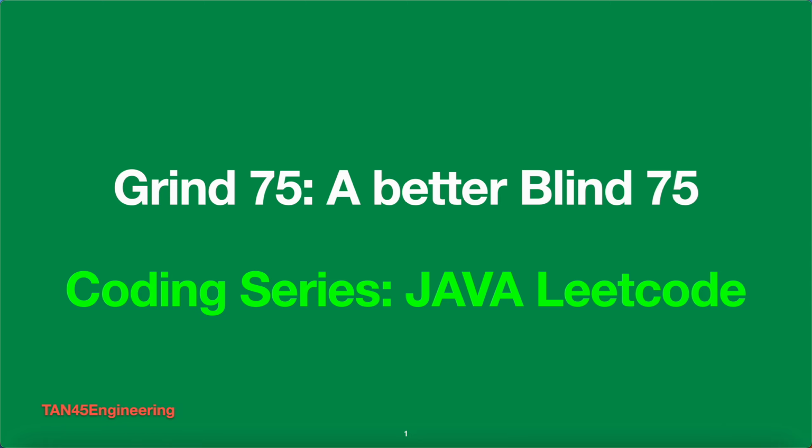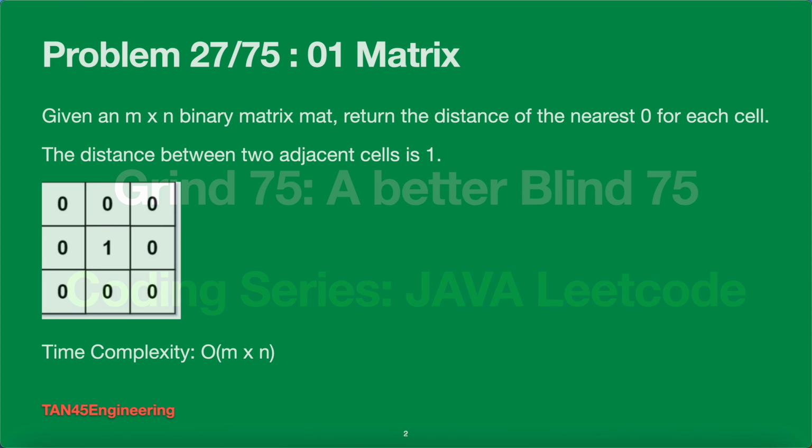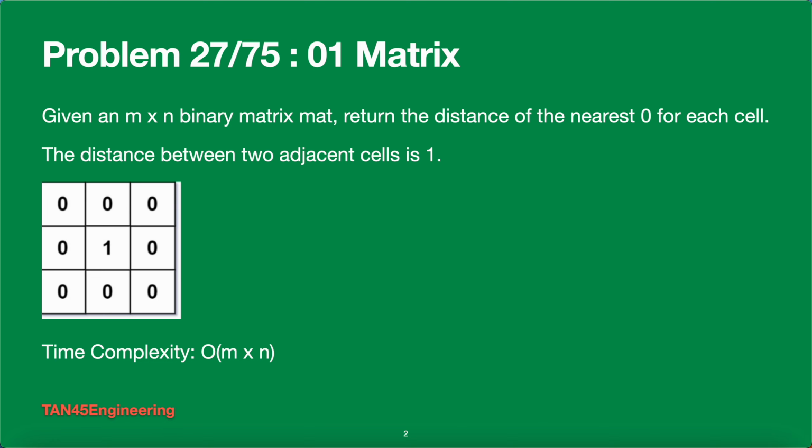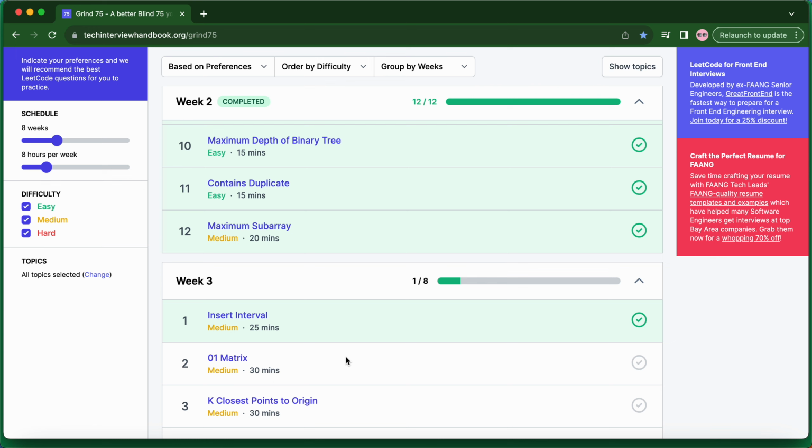We are here with yet another video in our Grind 75, a Better Blind 75 coding series. Today's problem is on matrix. We have to figure out the closest distance of 1 from 0. So let's jump into the problem statement, understand it and start solving. We are going to solve it in time complexity of O of m cross n.